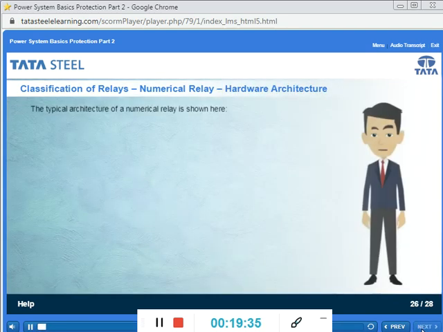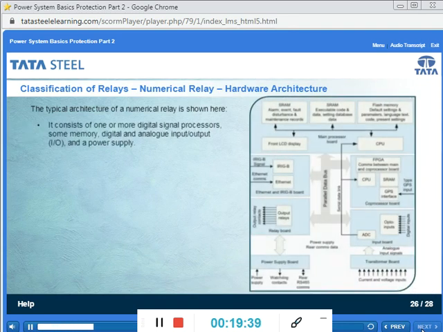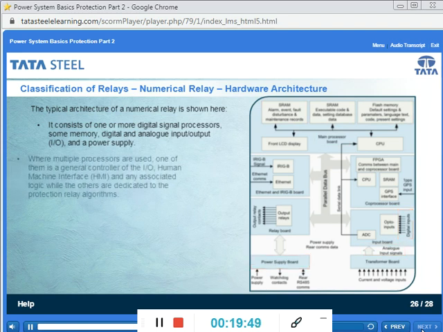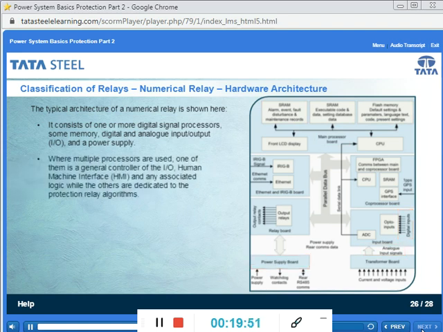The typical architecture of a numerical relay is shown here. It consists of one or more digital signal processors, some memory, digital and analog input or output I/O, and a power supply. Where multiple processors are used, one of them is a general controller of the I/O, human-machine interface or HMI, and any associated logic, while the others are dedicated to the protection relay algorithms.